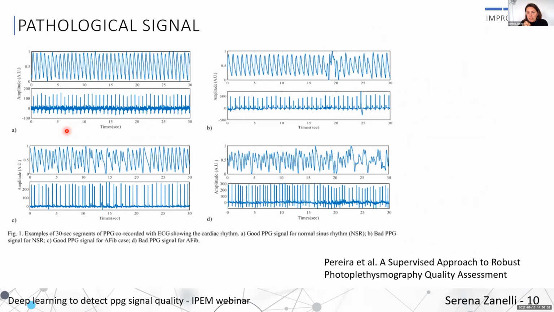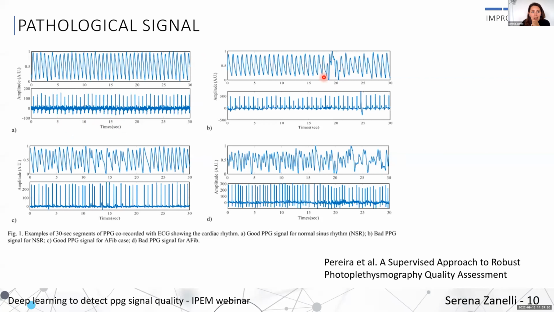I spoke in the beginning about pathological signal or particular conditions. We did not assess the model performances on pathological signal, but I suggest you check "A supervised approach to robust photoplethysmography quality assessment" from Pereira, in which they propose a supervised approach to detect quality in presence of atrial fibrillation. If you can see here, we have a normal non-pathological PPG signal, and here we have a non-pathological PPG signal with noise.